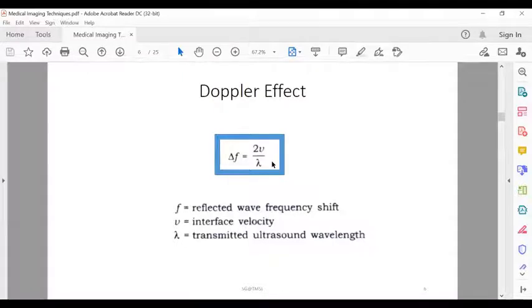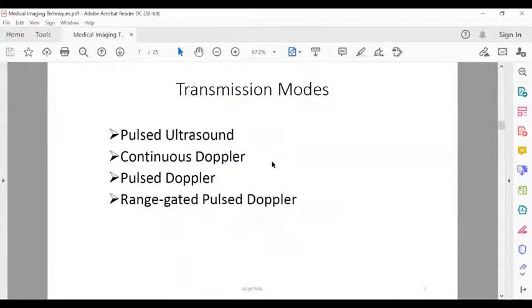Okay, that is the Doppler effect. Now, ultrasound is transmitted in various forms. There are different modes available, like pulsed ultrasound mode, continuous Doppler mode, pulse Doppler mode, or range gated pulse Doppler mode. So I will discuss them one by one.